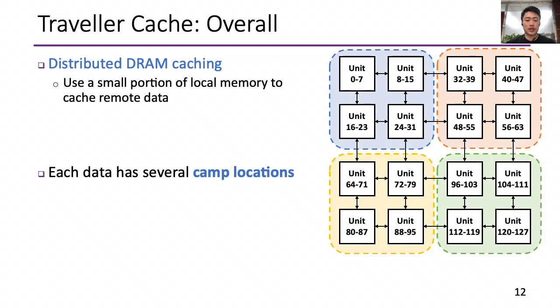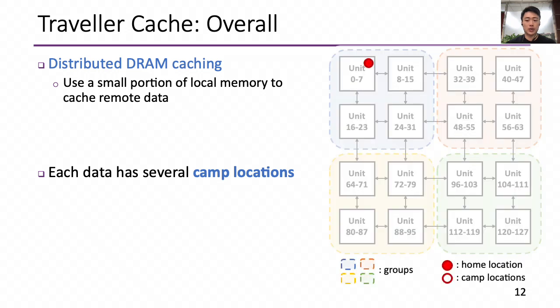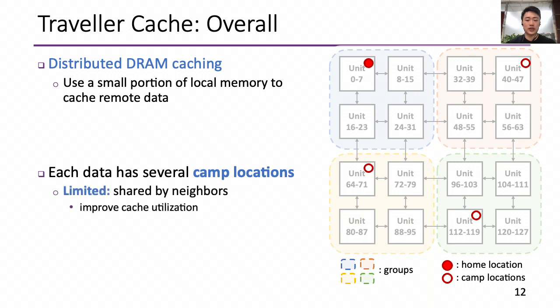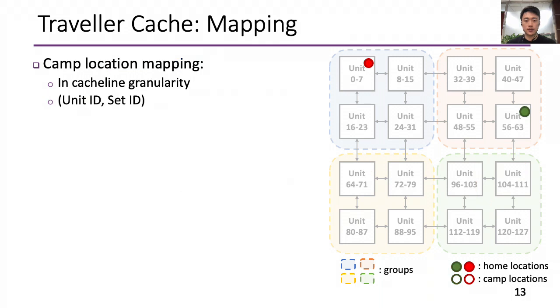We first divide the units into 4 groups, and there is one camp location in each group except the memory location. In this example, the camp locations of the red data are shown in the figure. As we can see, the camp locations of the data are limited. The requests can be served by a nearby camp location. In this way, we can improve the cache utilization.